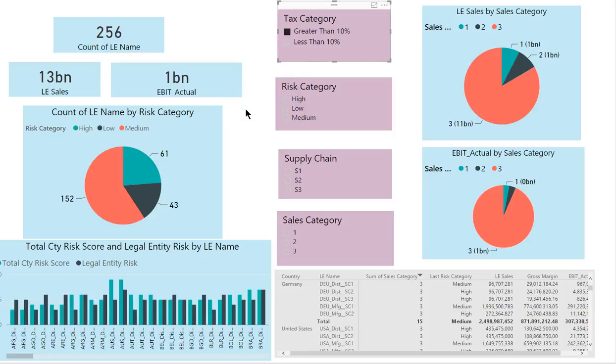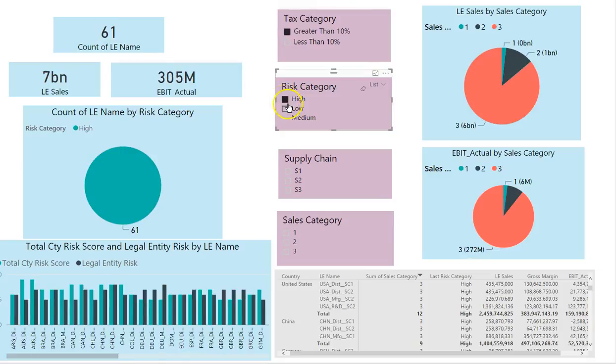Most companies at this point will say, well, we're going to do very high quality documentation for the high risk categories. And when we do that, we're going to have 61 countries, we're going to cover 7 billion of sales and 305 million of profits out of the 1 billion. So we're only covering about a third of the profits.